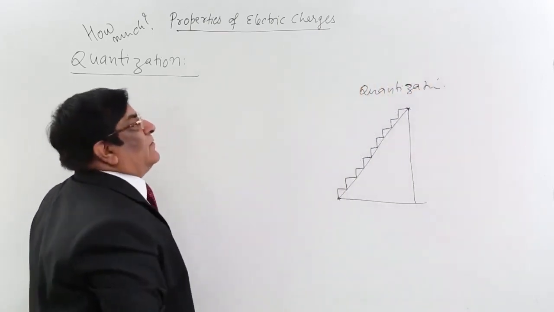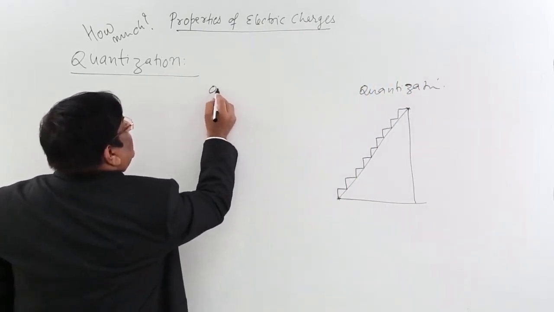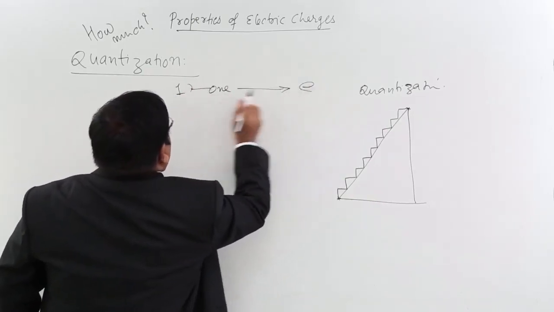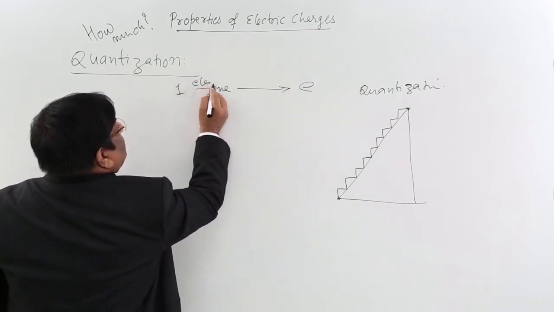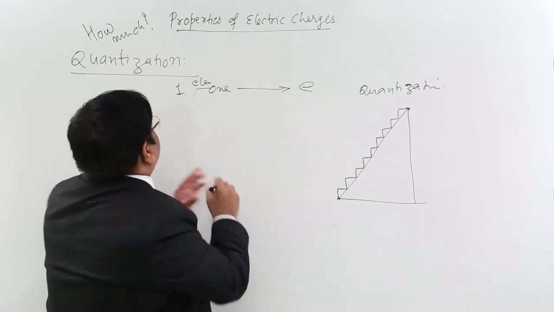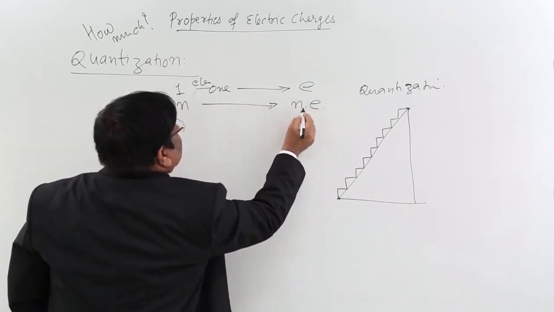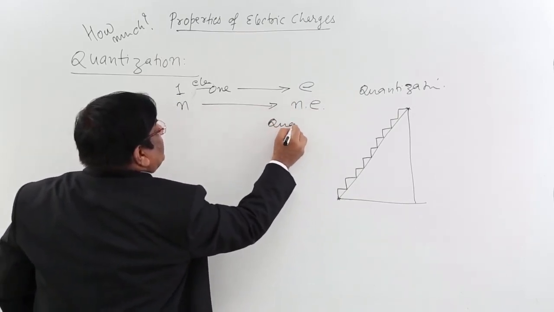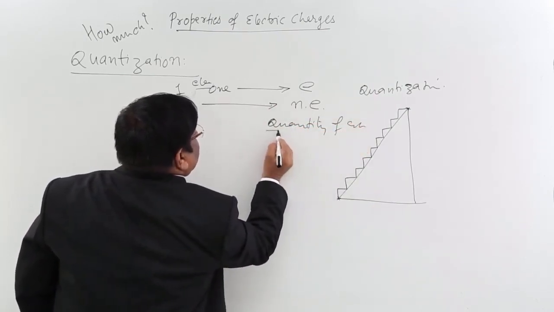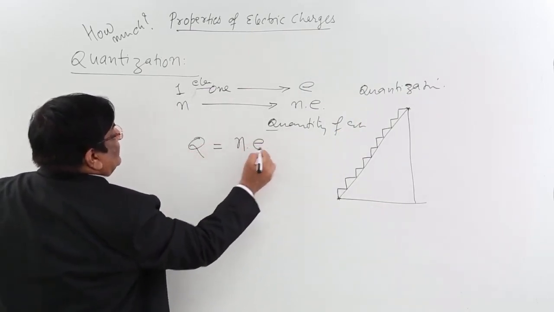Who carries the charge? Answer, electron carries the charge. One electron carries the charge that we call e. Then if we are transferring n electrons to it, then the charge carried is n into e. This is the quantity of charge, and this quantity of charge we will give a symbol Q. So Q, quantity of charge, is equal to ne.